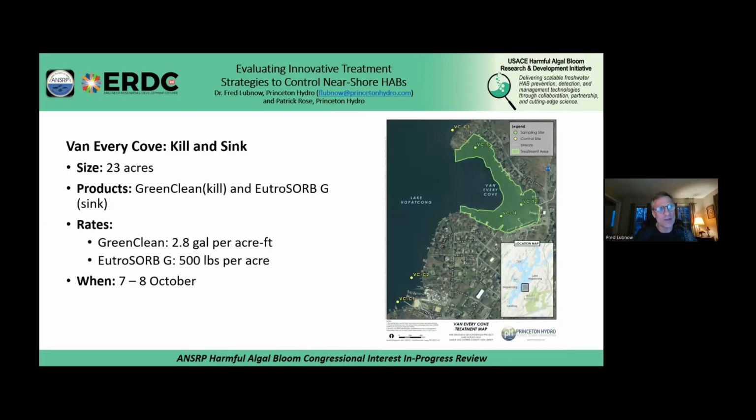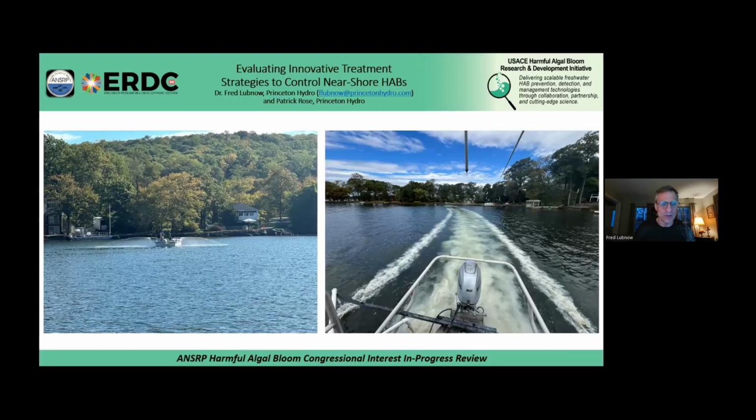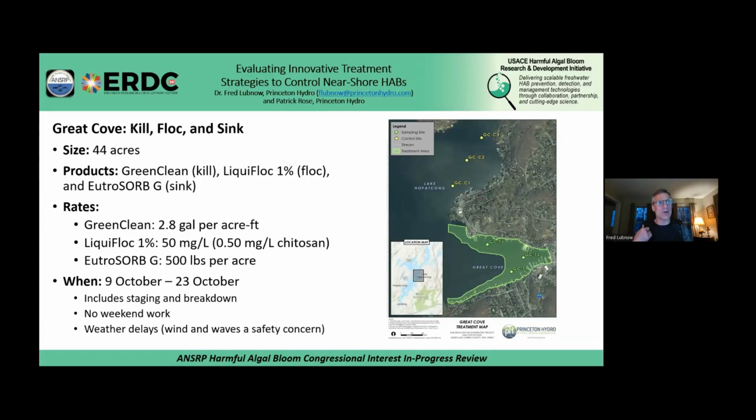And then the last two treatments we did. At Van Every Cove, which is called a kill and sink, we're using, again, another oxidizer called Green Clean. Then we use the Utrizorb G to sink the algal cells once they were affected by the Green Clean. This occurred in early October. Showing you the photo, some of the action shots there. And then the last one is called Kill, Flock, and Sink. In this one, we were using Green Clean, the chitosan, and then the Utrizorb G. This was done in early to mid-October.